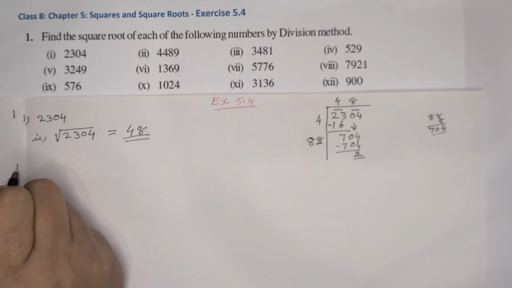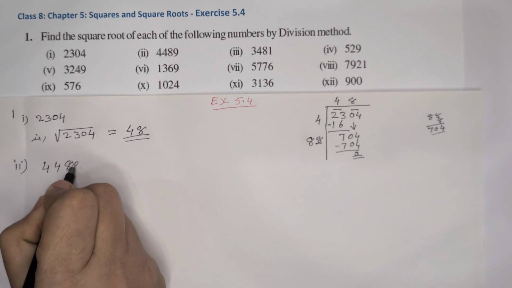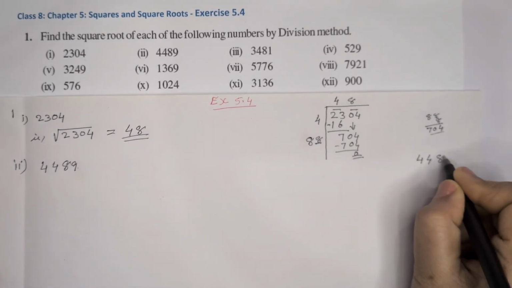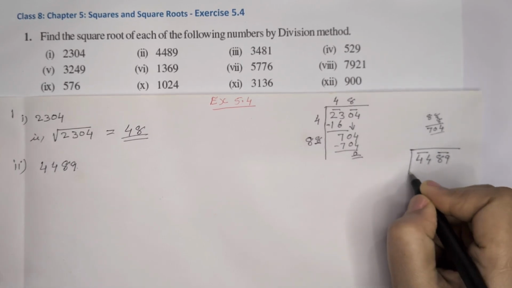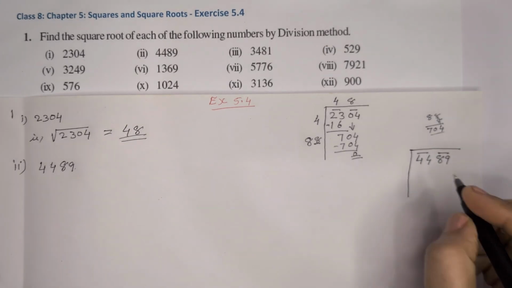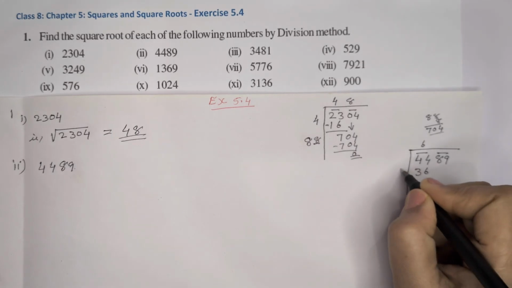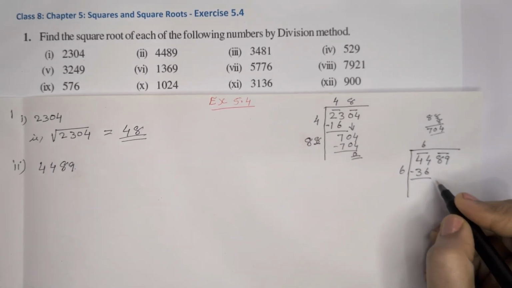Same way we can do the next. Next number is 4489. So first we have to write the number 4489, then group. And we are grouping. The first group is 44. In 44, find the perfect square just below that number. That is again 36, which means 6 into 6. 6 into 6, 36. 44 minus 36, 8.